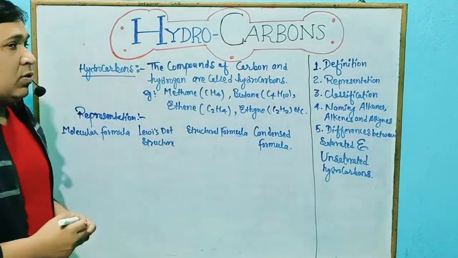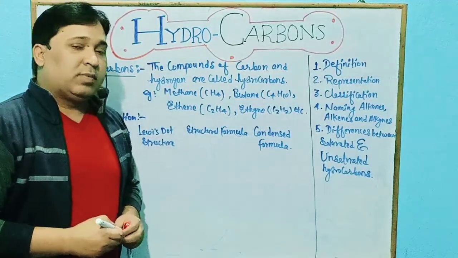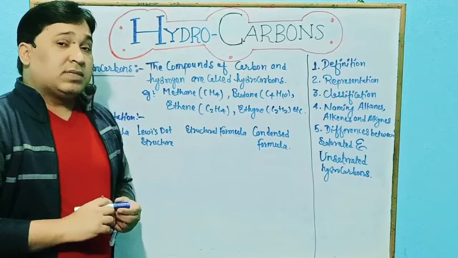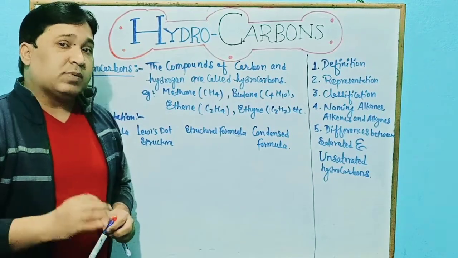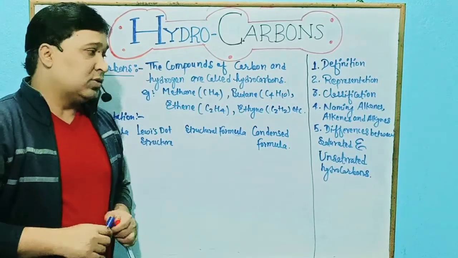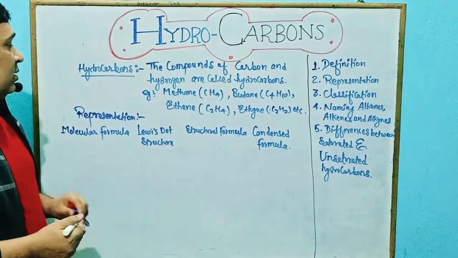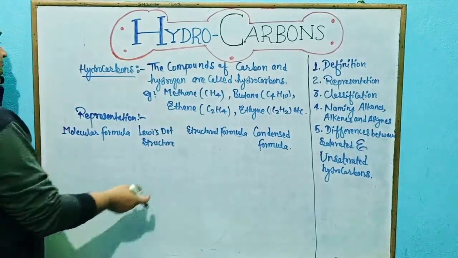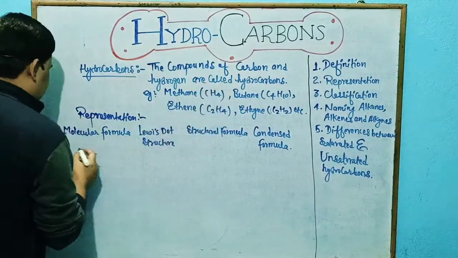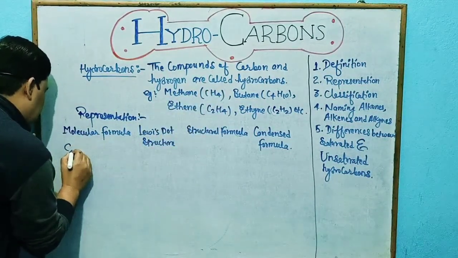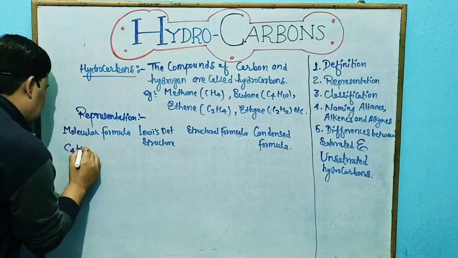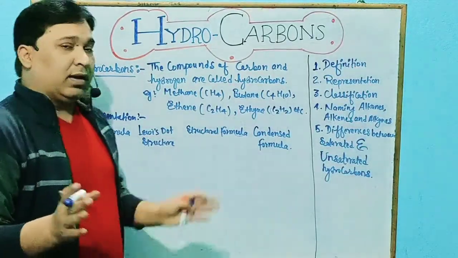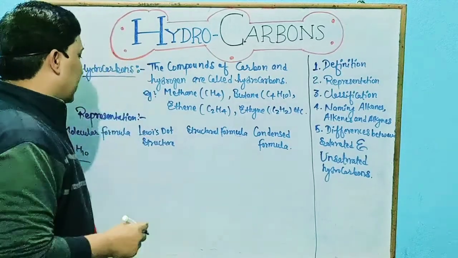You know about the molecular formula? A formula representing a molecule of a compound, which also represents the exact number of atoms present in a particular molecule of a compound. So we also represent hydrocarbons by means of molecular formula. Say we represent butane by the molecular formula C4H10. It means it is made up of 4 atoms of carbon and 10 atoms of hydrogen.